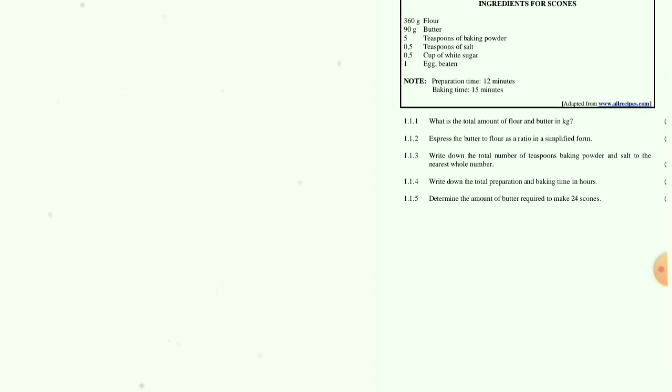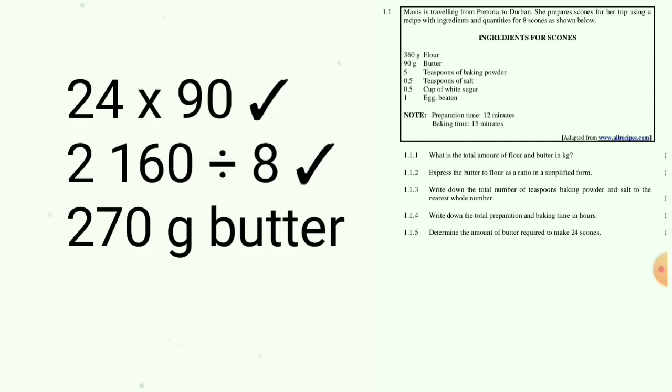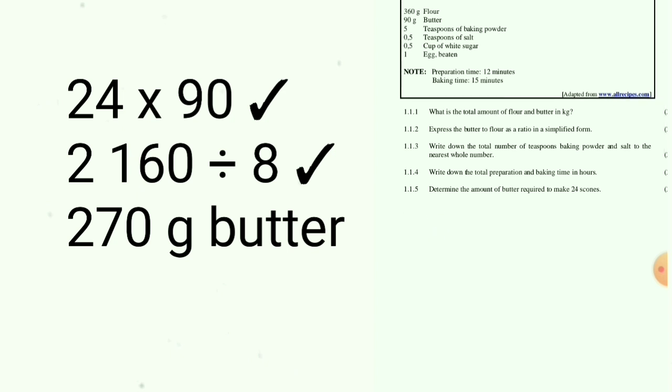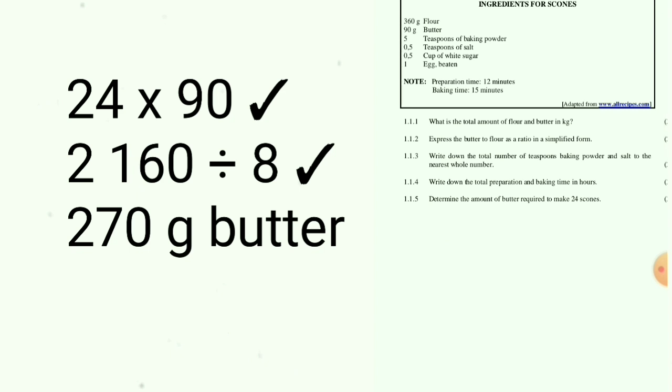It's very important that you guys read the questions carefully or read the statements carefully in Mathslit, because if you don't read the statements carefully, you're going to be misled. So 24 multiplied by 90 is equal to 2160. Then we divide by 8, and then it's 270 gram butter. Why do we divide by 8?